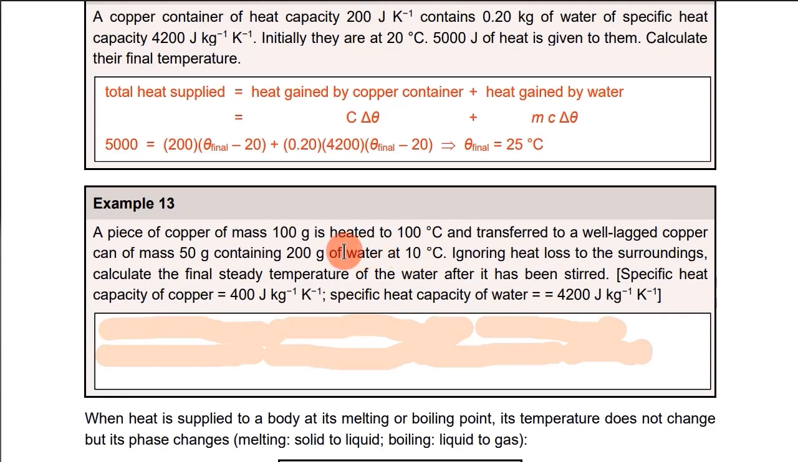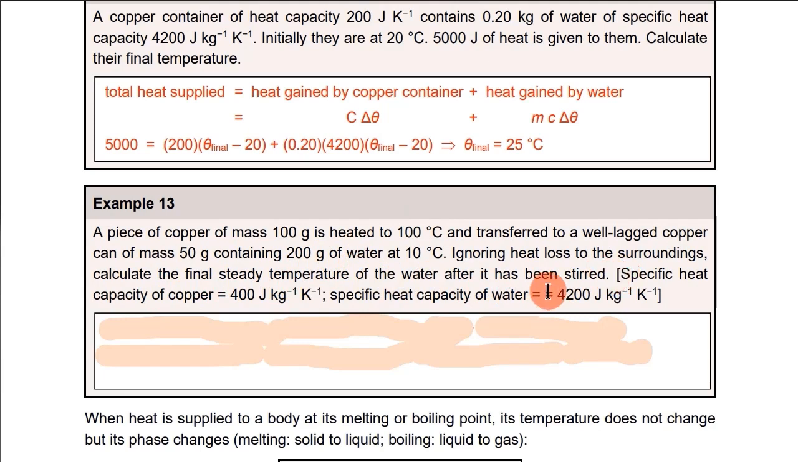Both the water and this copper can will also be at 10 degrees Celsius, because this copper can and this water have been together for a long time, so they will be at the same temperature of 10 degrees Celsius. So eventually when you put the hot piece of copper inside the water, they all will reach a new final temperature. Ignoring heat loss to the surroundings, calculate the final steady temperature of the water after it has been stirred.